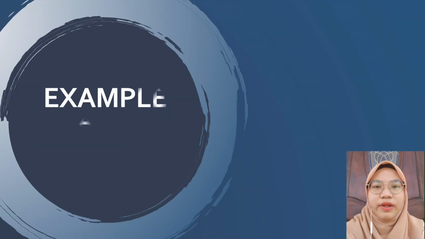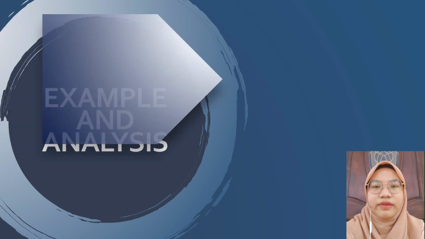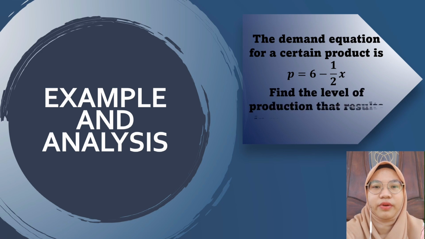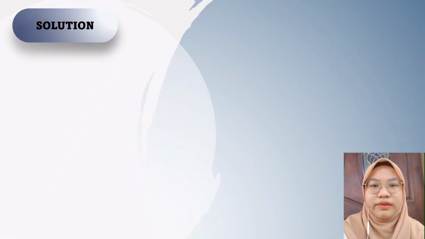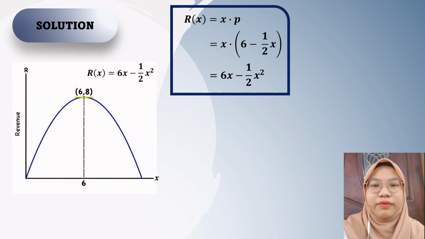I will explain about the examples and analysis. The first question: the demand equation for a certain product is p = 6 - 1/2 x. Find the level of production that results in maximum revenue. The solution is R(x) = x times p = x(6 - 1/2 x) = 6x - 1/2 x^2.